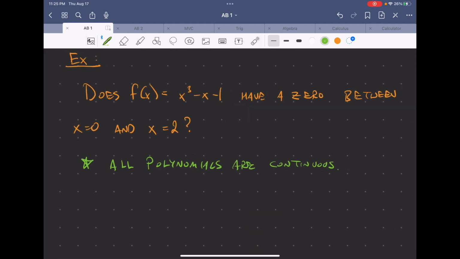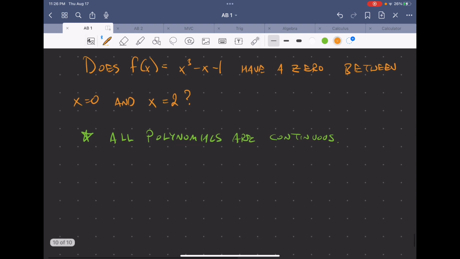And they're continuous everywhere. So if you have a polynomial, it's also going to be continuous for any segment that you're looking at. So in this problem, our function f of x is a polynomial. And I forgot how to spell polynomial. So f of x is a polynomial, and let's not get too wordy, is a polynomial and is continuous everywhere.